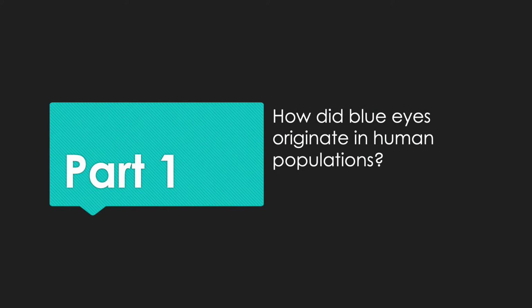For the first part of this slideshow, I will be asking the question, how did blue eyes originate in human populations? Because they are not actually innate. They are not something that we evolved with. They actually came afterwards and appeared much more recently than you would think.